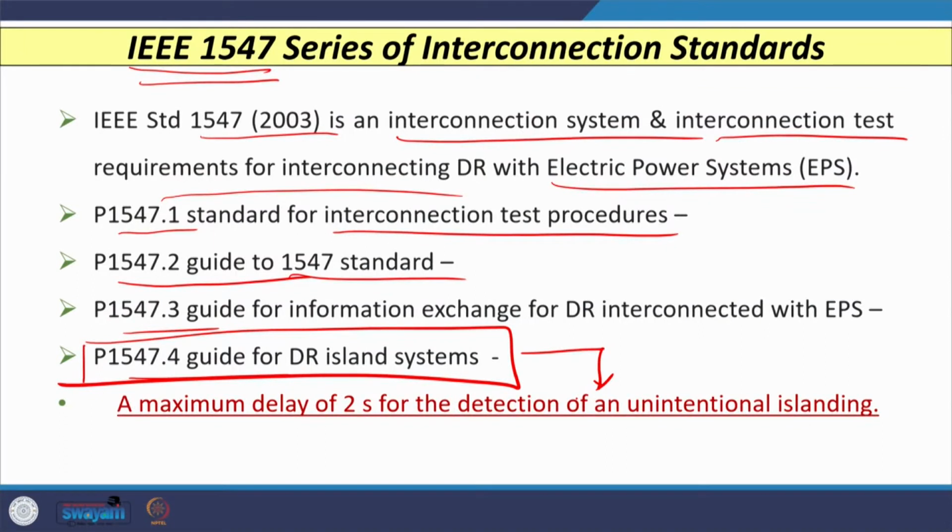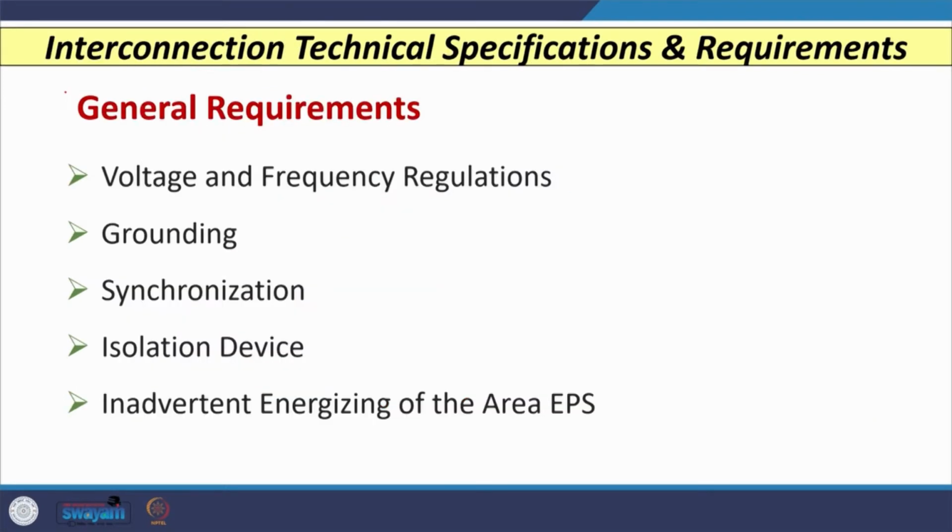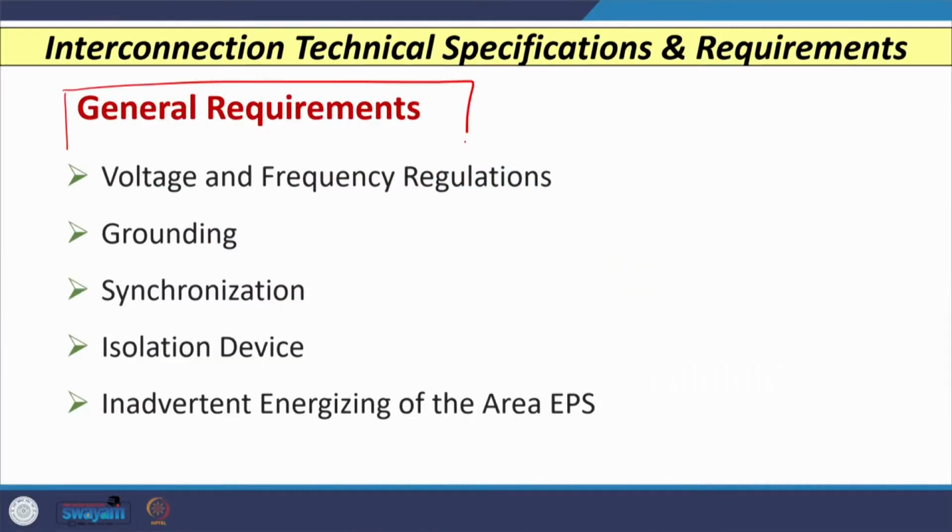In 1547.4, it has been mentioned that a maximum delay of 2 seconds is allowed, that is, whenever an islanding condition exists, we need to detect it in less than 2 seconds as per the standards. Now, when we interconnect distributed generators or distributed energy resources with our conventional network, there are certain general requirements we need to consider, and these requirements are related to voltage and frequency regulation.